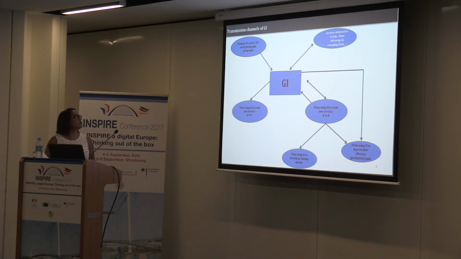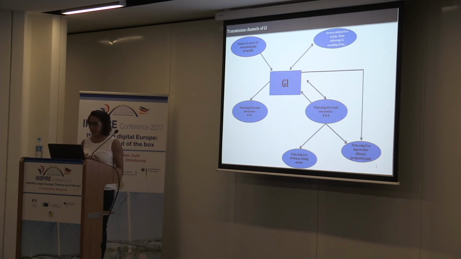It represents the transmission channels of geographical information. The heart of the figure is, of course, geographical information. There is a lot of interaction around it. We have, on the left, the producers of raw geographical information, which means producers of aerial photography and cartography and so on. Then on the right, you have the services dedicated to geographical information. Here you find the firms delivering spatial data infrastructure and everything around it.